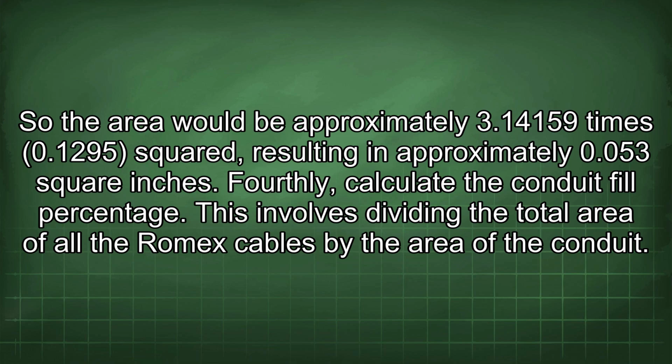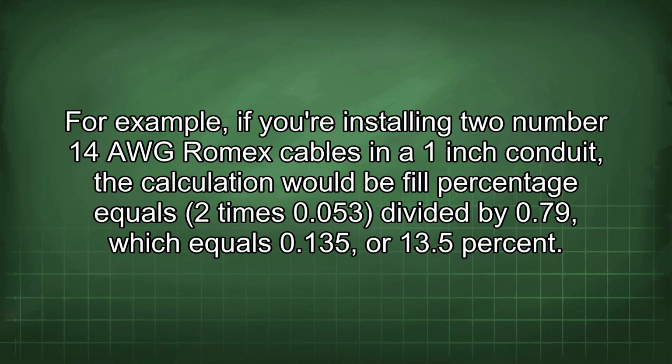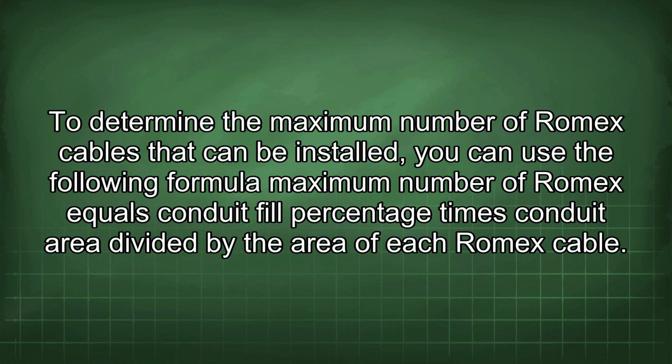Fourthly, calculate the conduit fill percentage. This involves dividing the total area of all the Romex cables by the area of the conduit. For example, if you're installing two number 14 AWG Romex cables in a 1-inch conduit, the calculation would be fill percentage equals 2 times 0.53 divided by 0.79, which equals 0.135, or 13.5%.